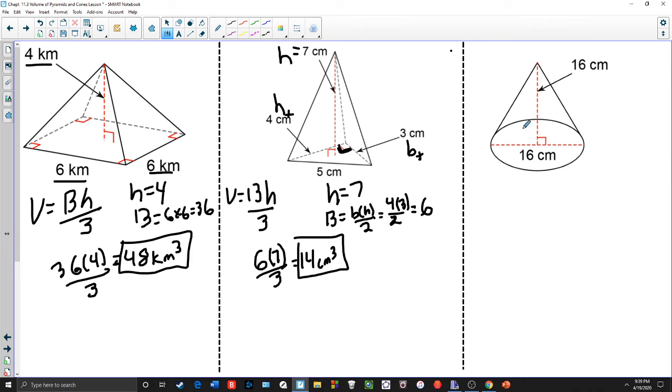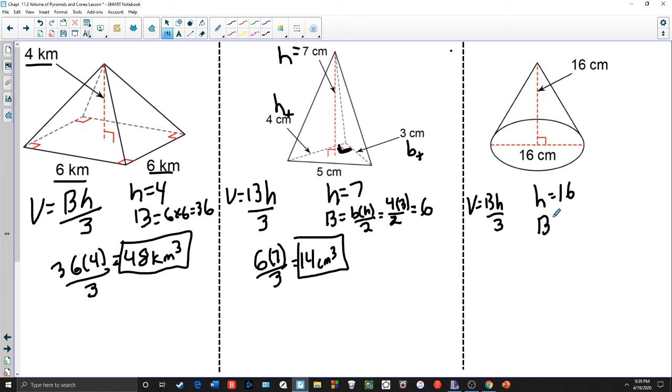And then lastly, for a cone, again, same thing as for a cylinder. Treat the base as a circle and do your same thing as you would for any other pyramid. So base height divided by 3. The height of this cone is 16 centimeters, so that's 16.